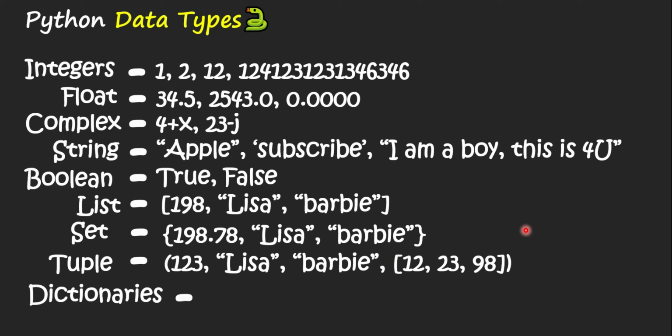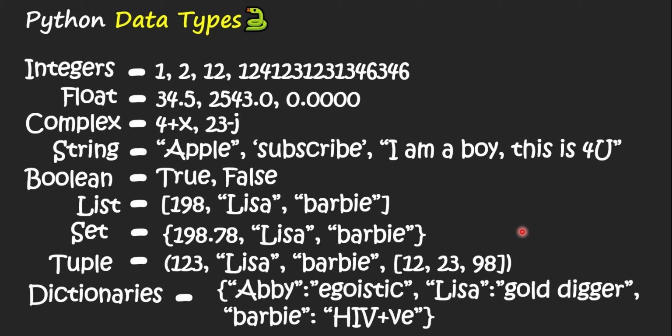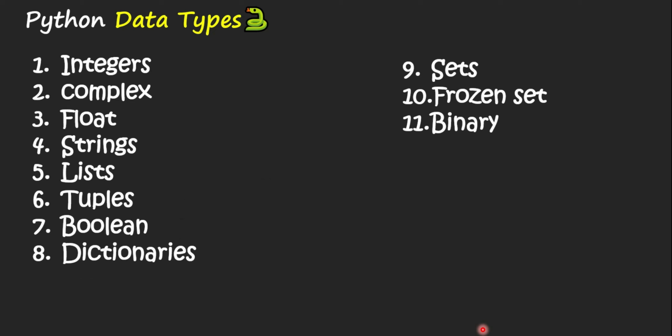Alright, so dictionaries are key value pairs. So as you can see, Abby and egoistic, we have separated them using colons. So Abby is the key and egoistic is the value. Lisa is a gold digger, so Lisa is the key and gold digger is the value. And Barbie, poor Barbie, is HIV positive. So Barbie is the key and HIV positive is the value. Alright, easy.